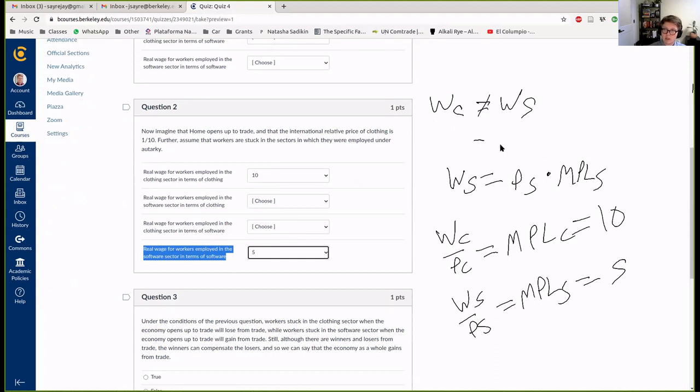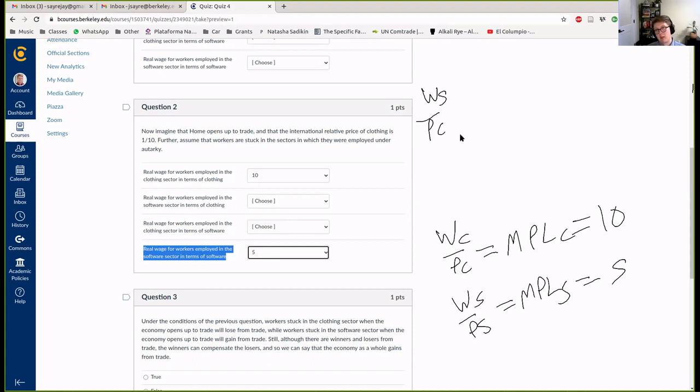Let me erase this above so I have a little bit more room. Now, the trickier part is figuring out the real wage for workers employed in the software sector in terms of clothing. In math, that's going to be WS over PC. Effectively, what this is telling us is that if I'm a software worker and I spend all of my income on clothing, what's the number of units of clothing I can consume? Likewise, if I'm a software worker and I spend all of my income on software, what's the maximum number of software units I can consume?